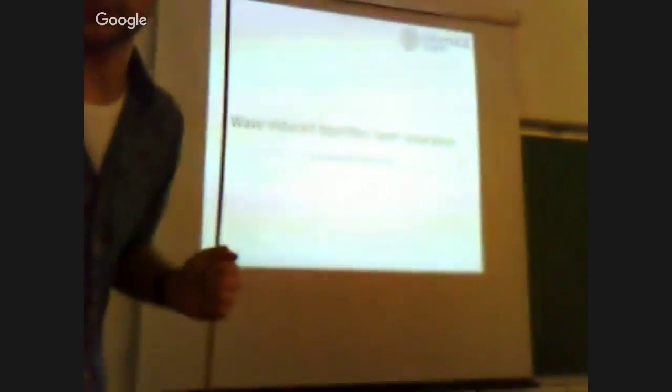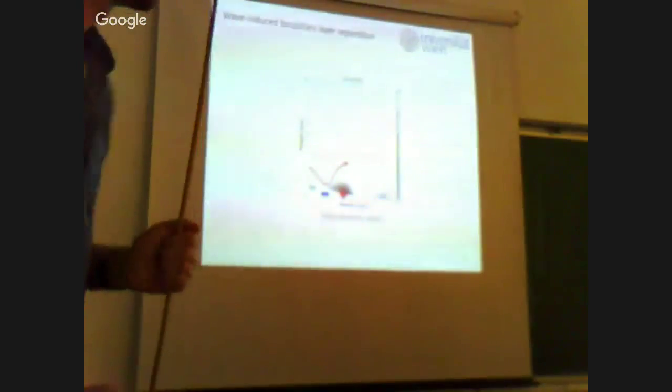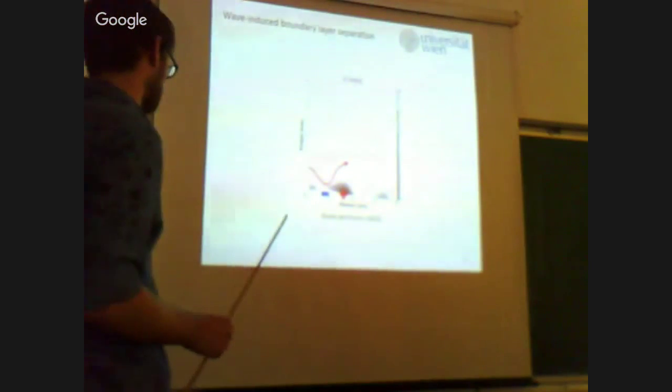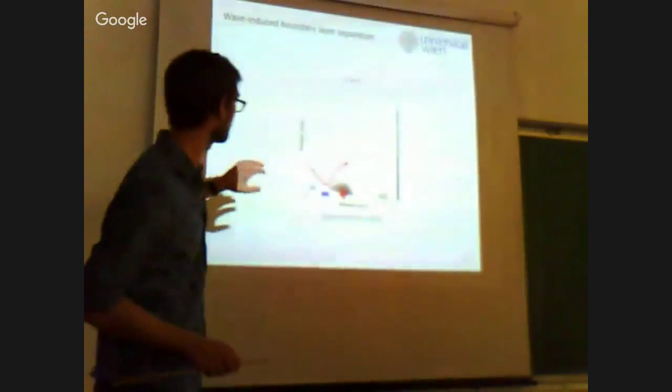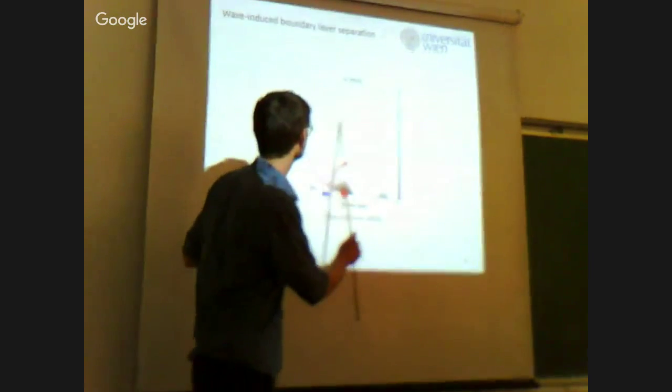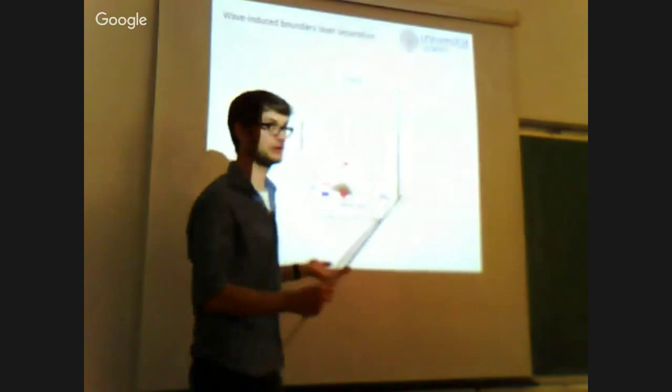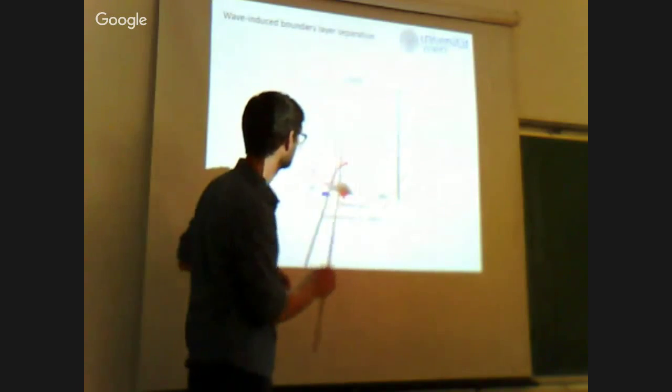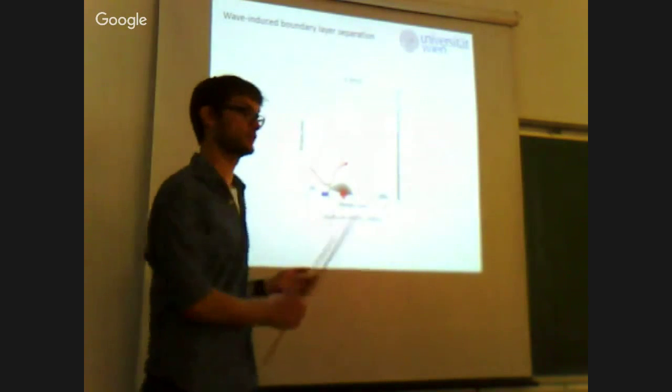But before I go into the details, I'd like to tell you a little bit more in detail what wave-induced boundary layer separation is. And therefore, I'm using this figure. It comes from Doyle and Durran, and it's probably hard to see from the back. There is some wave motion here. This comes from the gravity wave, and this wave imposes a pressure gradient at the surface.